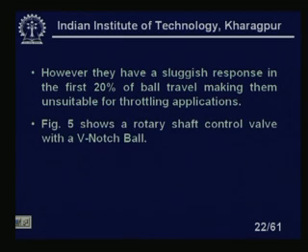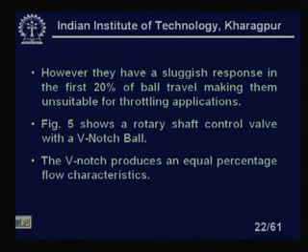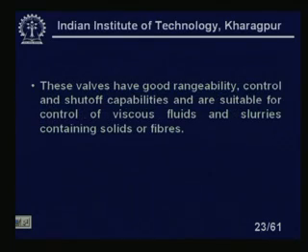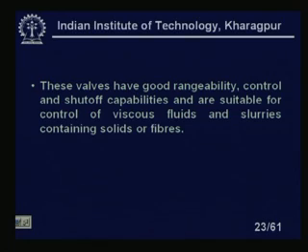Figure 5 shows a rotary shaft control valve with a V-notch ball. The V-notch produces an equal percentage flow characteristic. Okay, this V-notch will make an equal percentage flow characteristic. These valves have good rangeability, control and shut off capabilities. Okay, the range is higher, that means it has a wide range, this is very important, and control and shut off capabilities are also high.